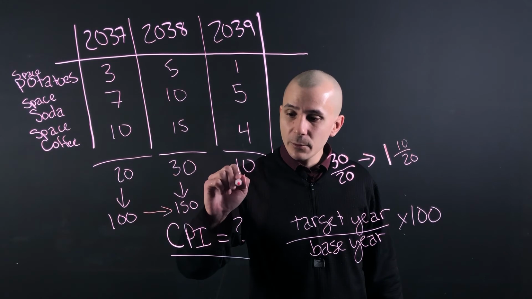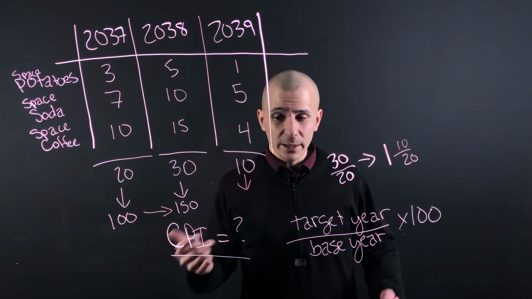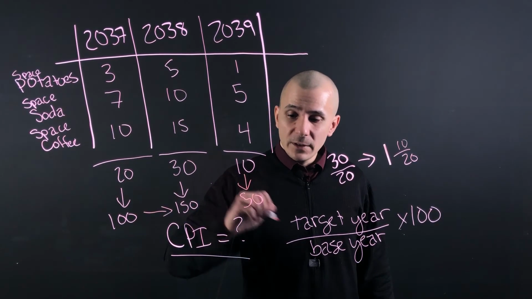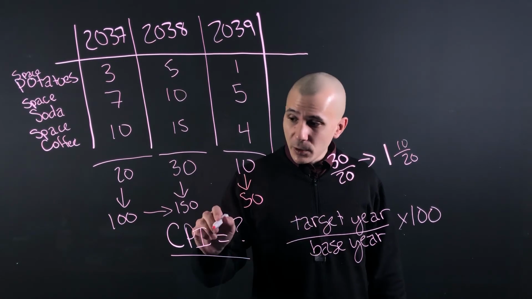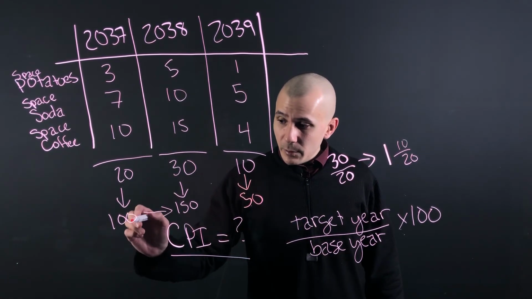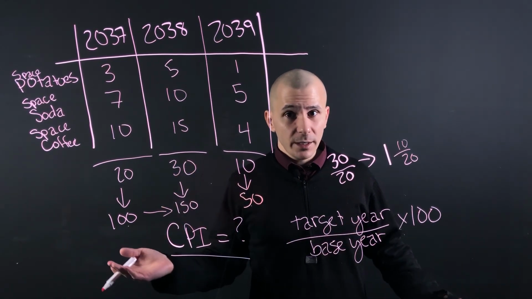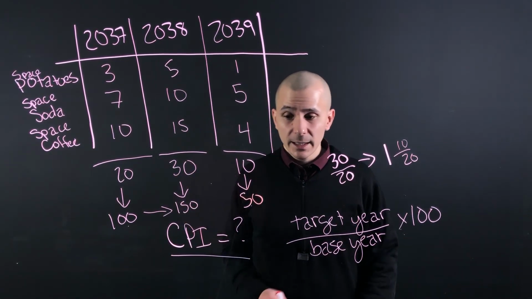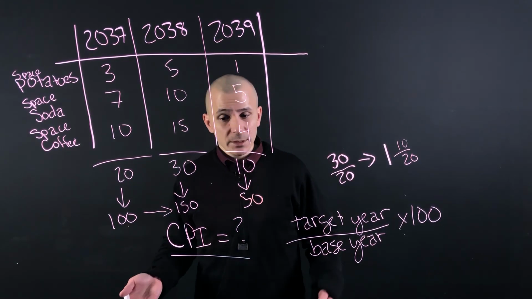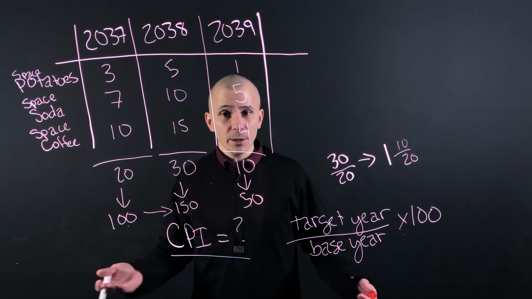And our last year we are going to consider is actually a deflation, or 50. So we take our target year of 50, we put it over top of 100, we do the math, and we times it by 100, and we get 50 as a result. And that's how to calculate your CPI, or your Consumer Price Index.